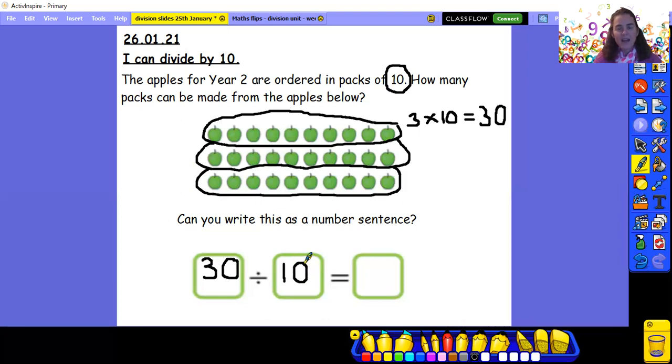So then have a look at our array here and have a look at how many groups I've got. I've got 1 group of 10, 2 groups of 10, 3 groups of 10. So 30 divided by 10 equals 3. So can you see the relationship between multiplication and division? So we've used our understanding of multiplication and our understanding of arrays to help solve this problem.